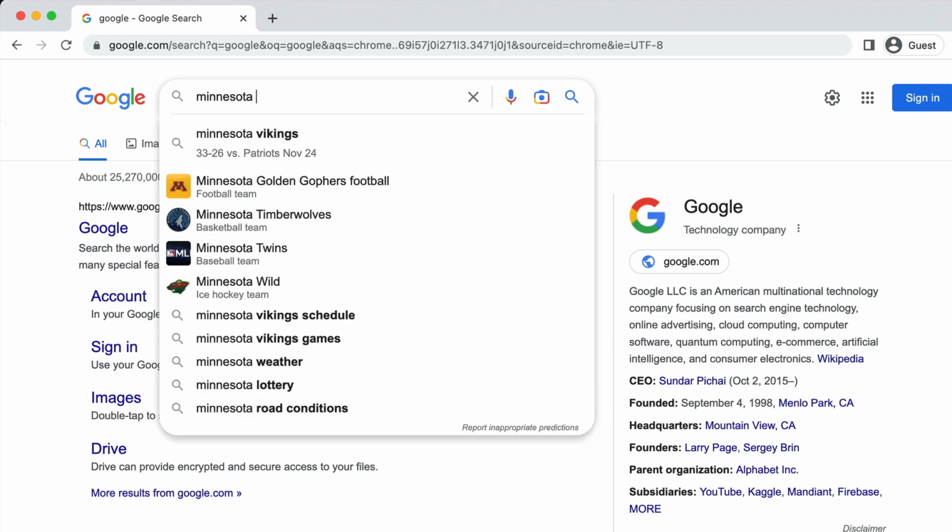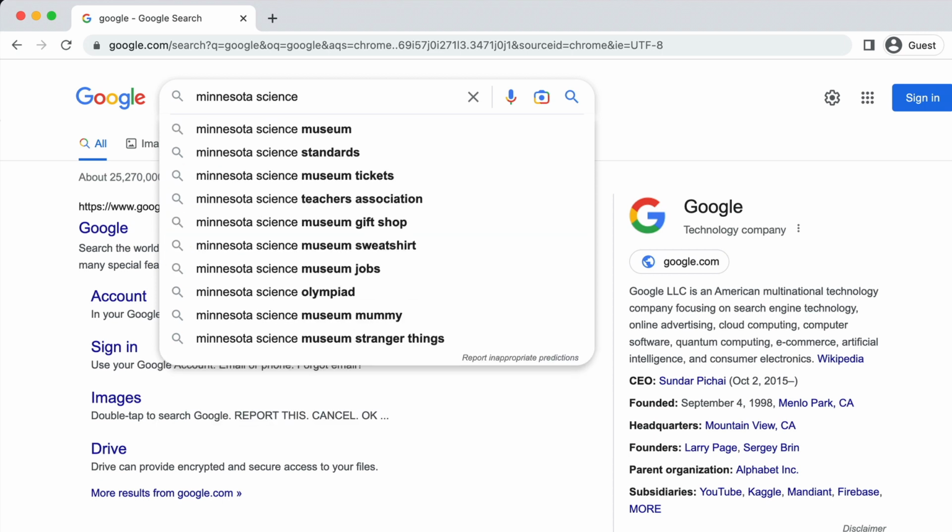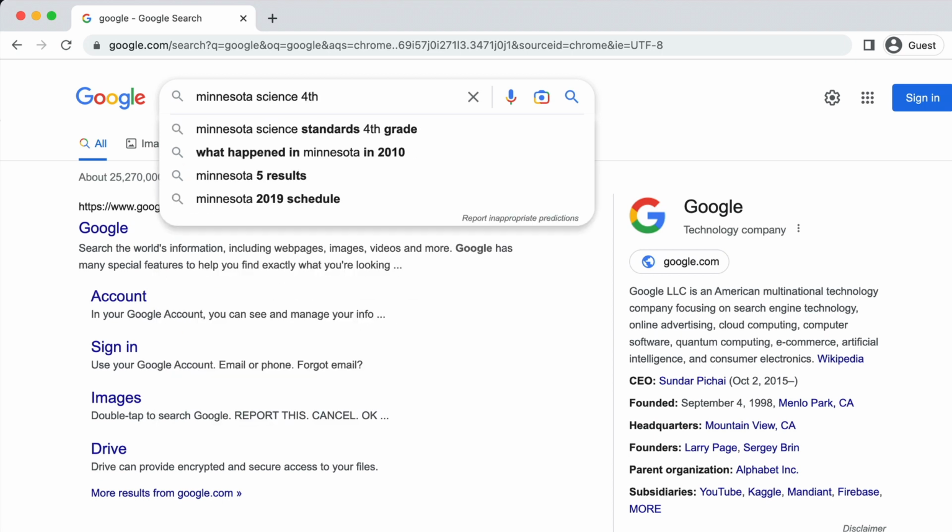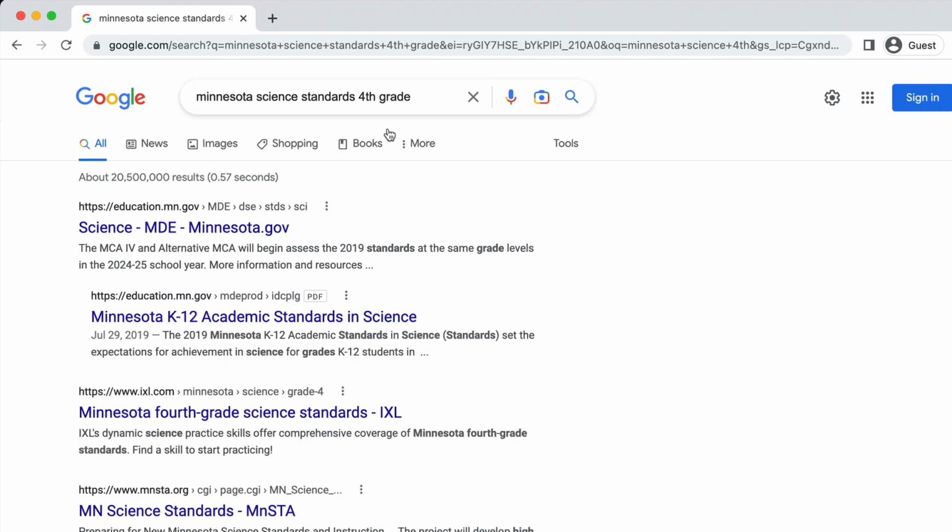Minnesota. Science. I've never taught science. Let's do 4th grade. So right away it says Minnesota Science Standards 4th grade. So I'm going to click on that. And of course, the education website for the state of Minnesota is the first result. So I'm going to click on that.